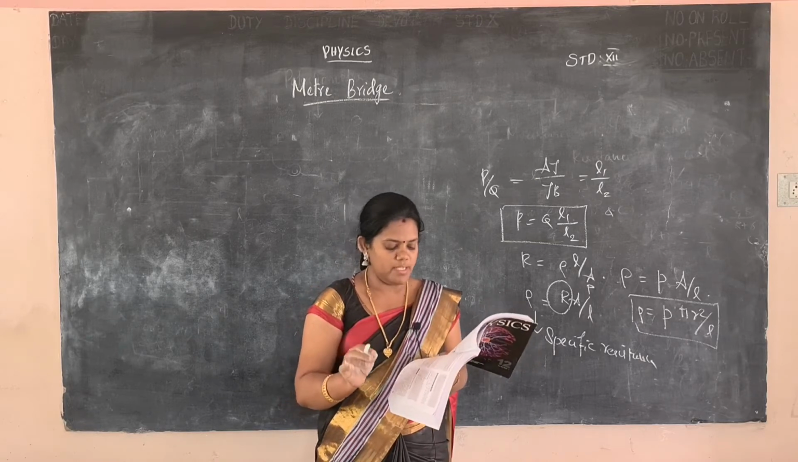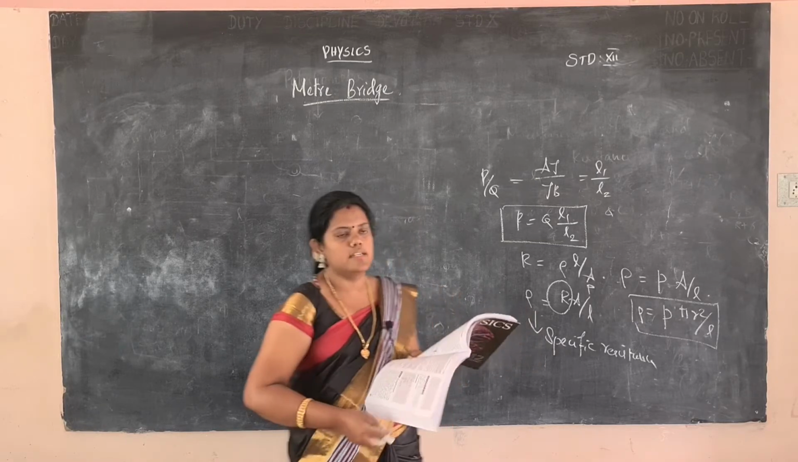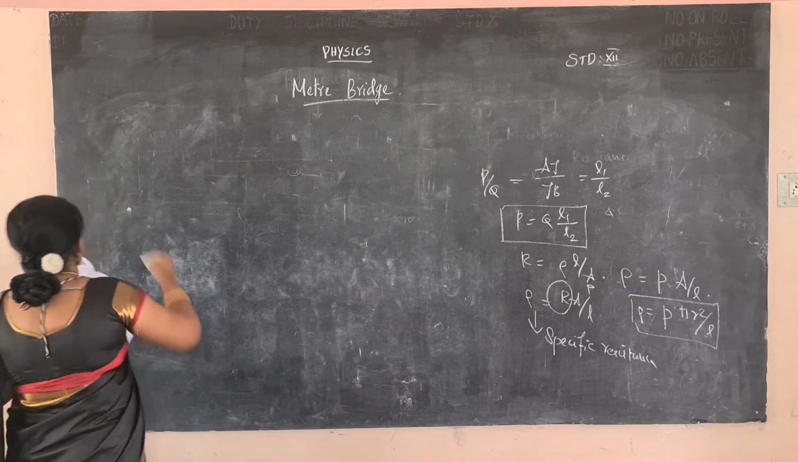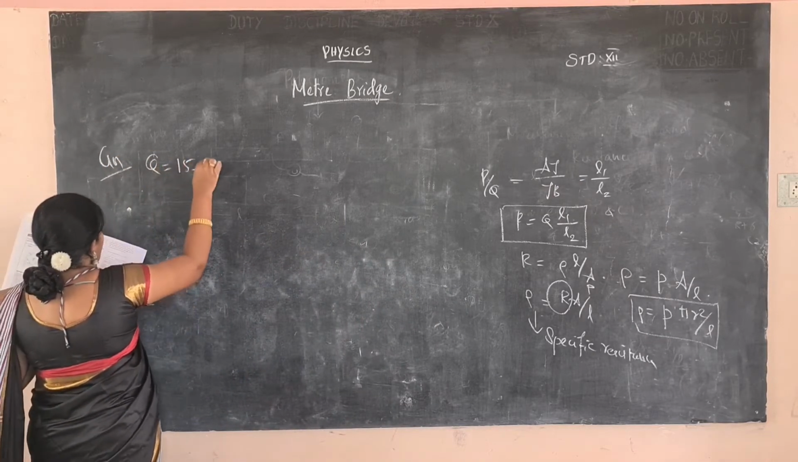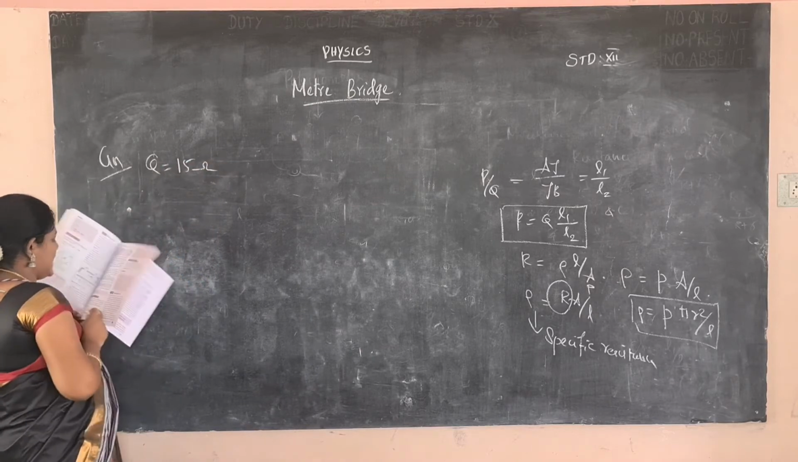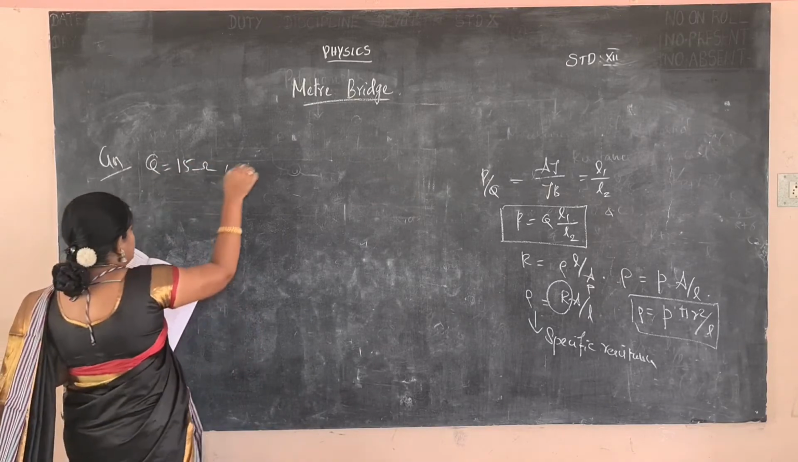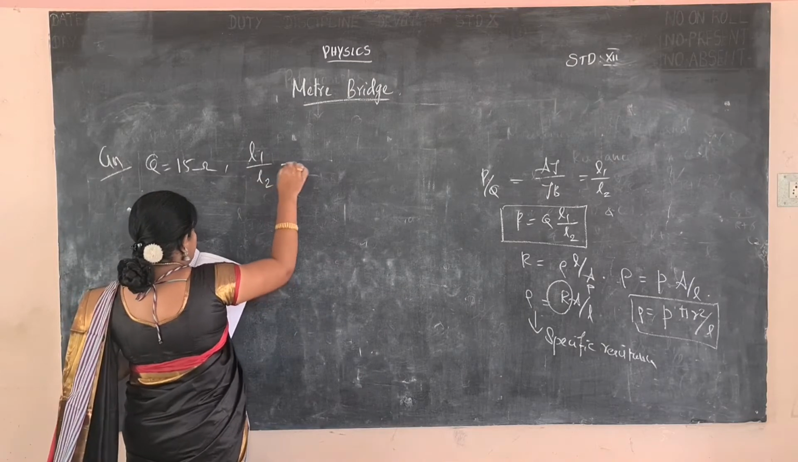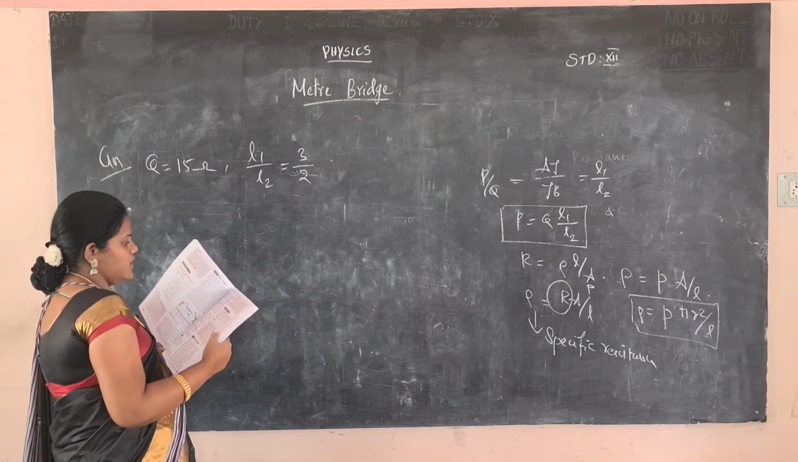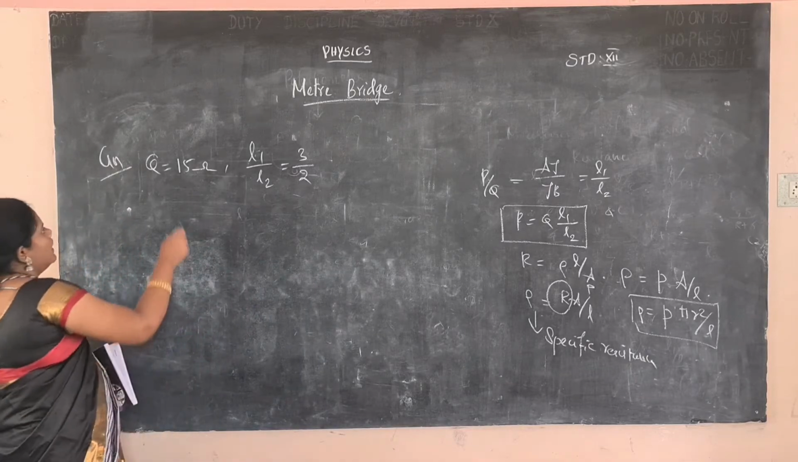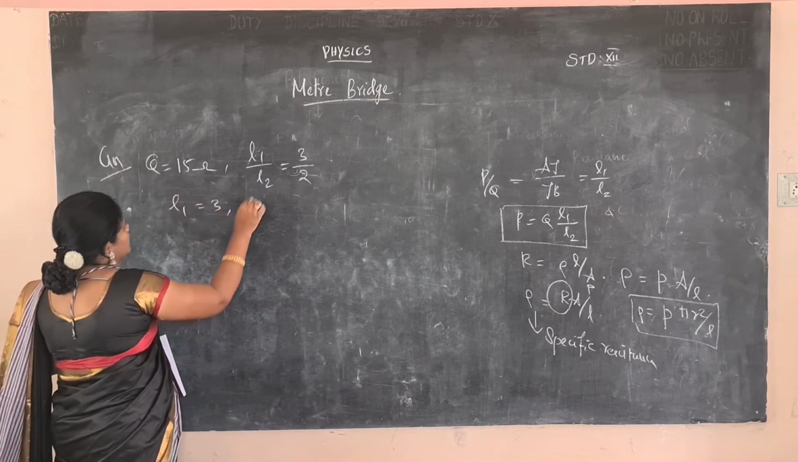In the meter bridge experiment, one resistance value is there. This is the known resistance value, which will be given. So what is the given value? Known resistance Q will be given, that is 15 ohm. Then the balancing length ratio. Balancing length ratio means L1 by L2 is equal to 3:2, that is 3 by 2. So easily find out L1 is 3 and L2 is 2.